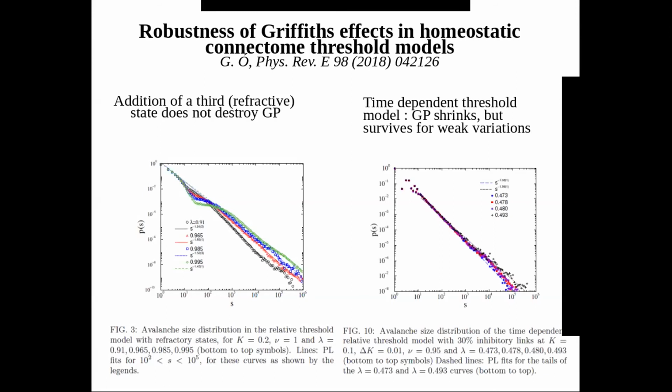And finally, one can ask if there is a time dependence in the model, because up to now we assumed that the graph is static or quasi-static as compared to the signal or the neural excitation. So, for example, the time dependence can be investigated by time-dependent thresholds of the model. And if you make these time-dependent thresholds, simulation shows that the Griffiths phase really shrinks, but survives for weak variations. And this is shown on the last plot below.